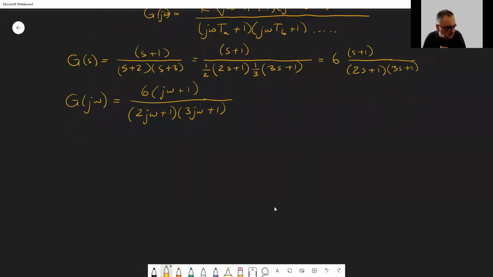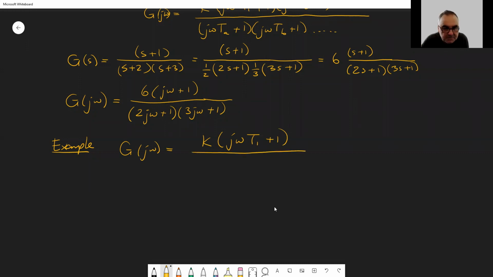As you will see, adding them is quite easy if you know how to do this. For example, let me give you an example again. Let's say that our example is G of j omega equals some gain K and j omega T1 plus 1 divided by, well, you can have three s terms as you might remember. So you might have j omega squared. Okay.